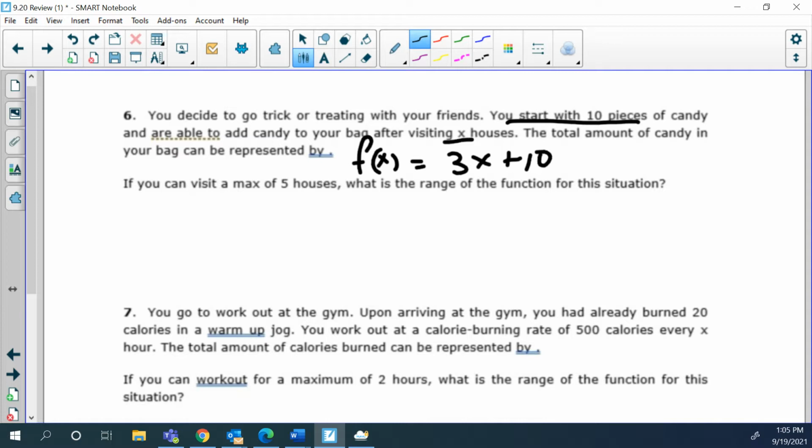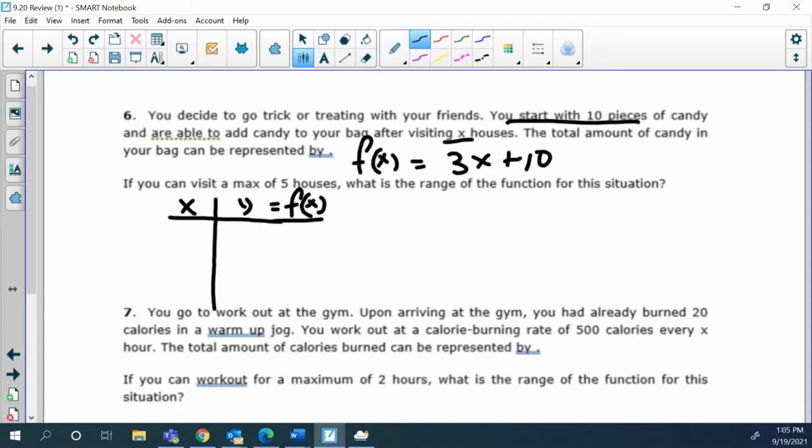Okay, so they want to know what is the range of the function. So my x value, my input, is going to be, because for you to get candy, you have to go to the house first. You start off with 10, but for you to get more candy, you have to visit each house. So my houses is going to be my input, my x value. And therefore, my y values are going to be the candy I get. And that's just f of x right there.